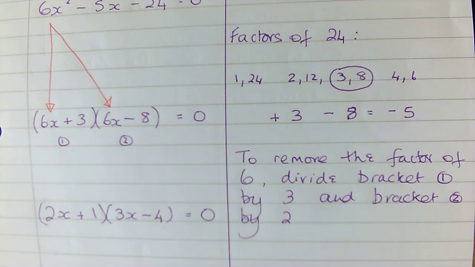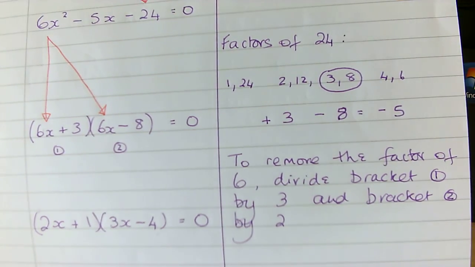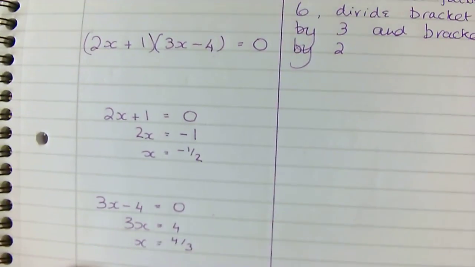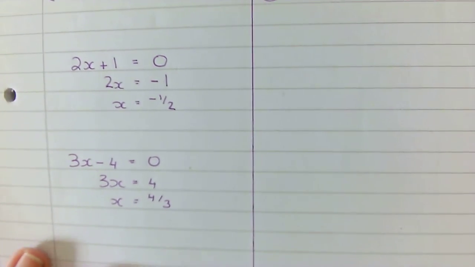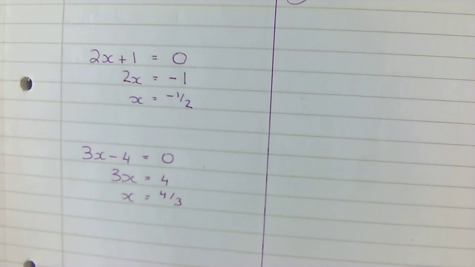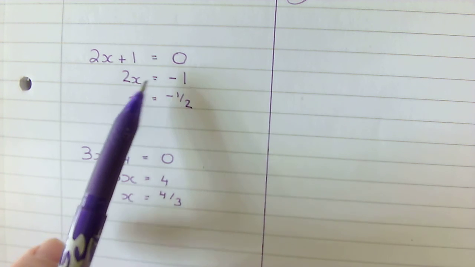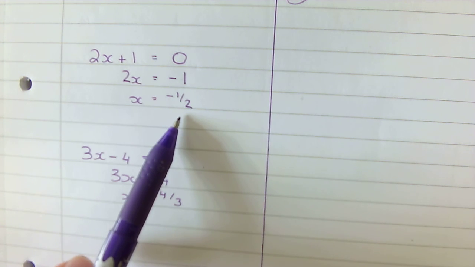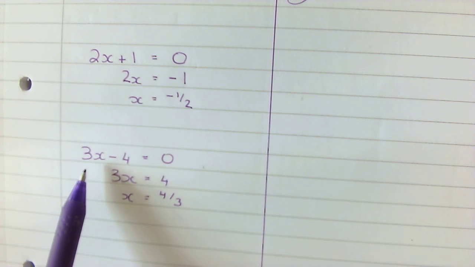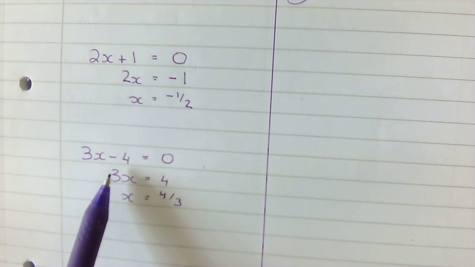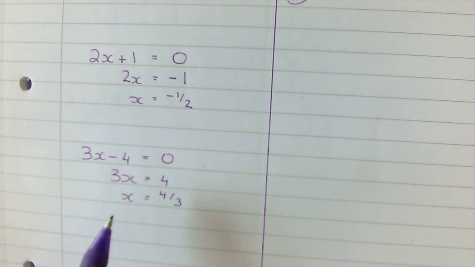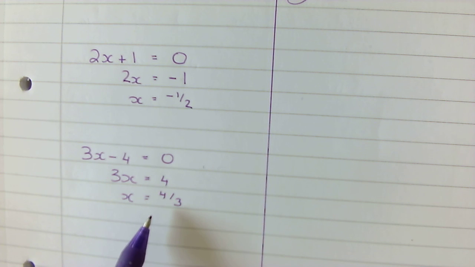And if we then want to go ahead and resolve that, then we would consider the two brackets both being equal to 0. In the first case then, 2x plus 1 is 0, which makes x equal to -1/2, and the second one, 3x minus 4, is 0, which makes x equal to 4/3.